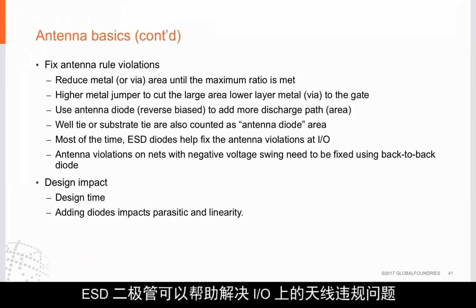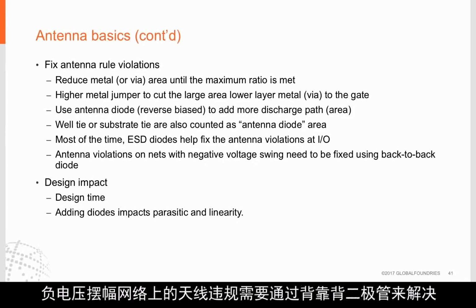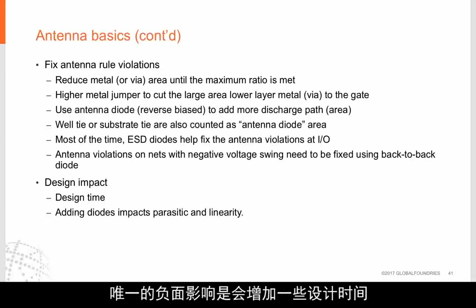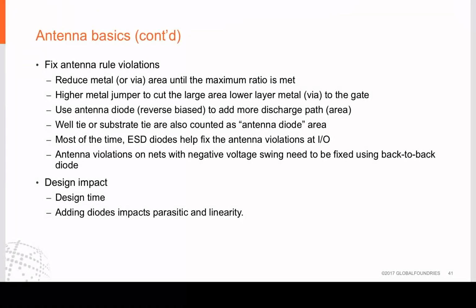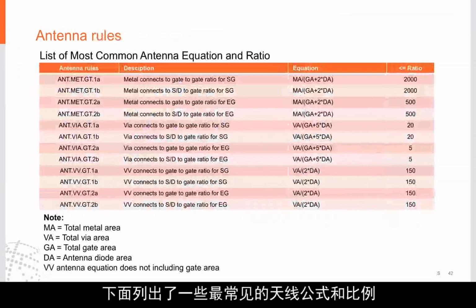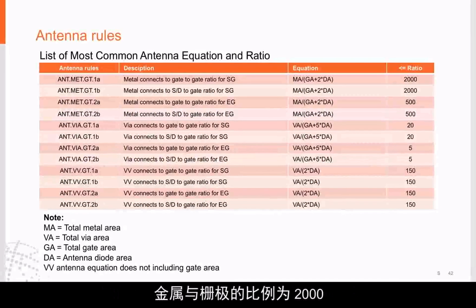Now most of the time the ESD diodes help fix the antenna violations at the I/O, and antenna violations on nets with negative voltage swing need to be fixed using back-to-back diodes. The only negative impact is it adds some design time, and the diodes impact the parasitics and the linearity, so you should use caution and balance them when you can. Here's a list of the most common antenna equations and ratios, with the metal to gate with a ratio of 2000.